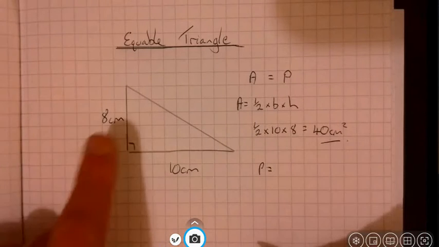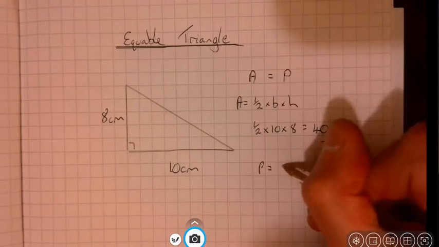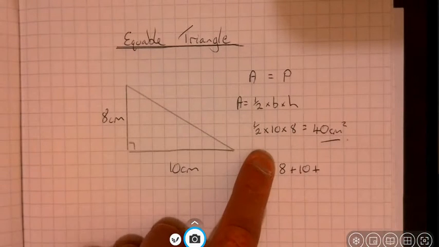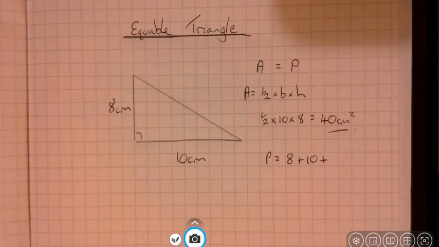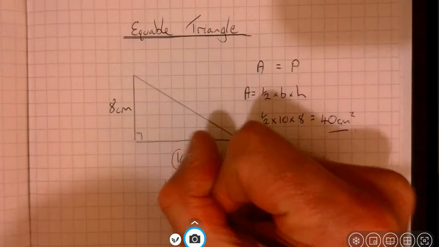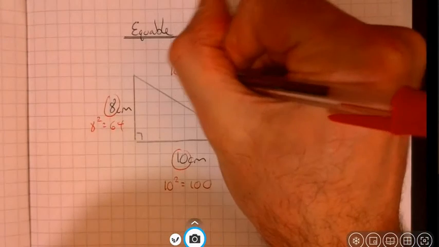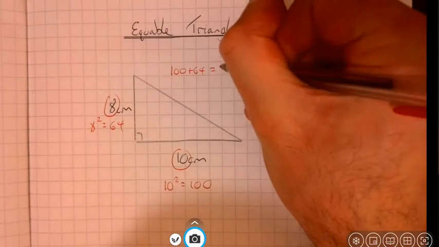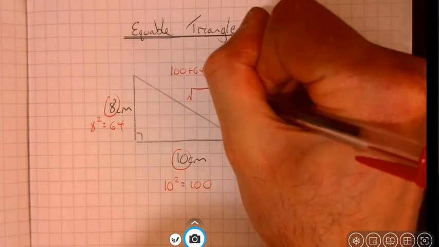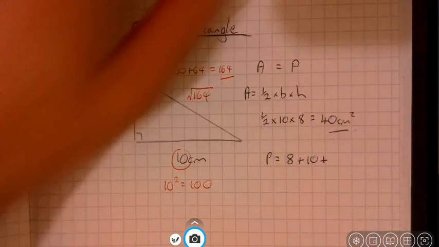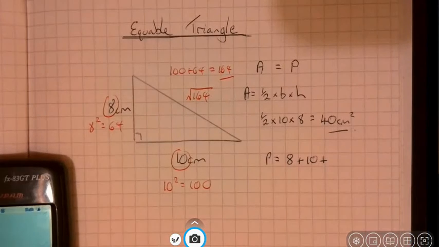So the perimeter, remember, that's the distance around the outside. So that's going to be 8, add 10, add this bit. But we have the skills to do this because it's just Pythagoras. All right, remember Pythagoras. Square this side. Square this side. Add them together. 164, and then we square root that. Now that was a whole lot of other different work that we did there. So I know I've done that bit sort of quite quickly.